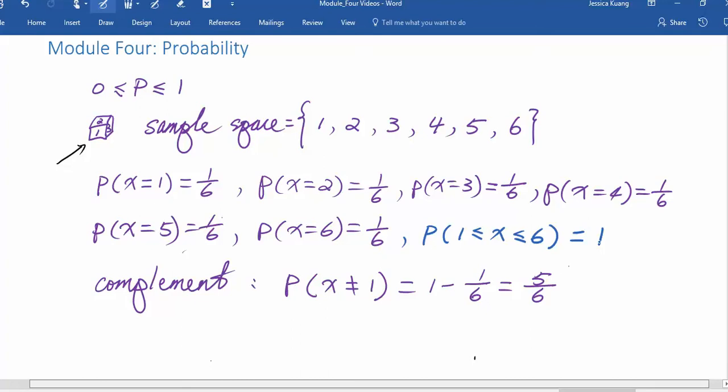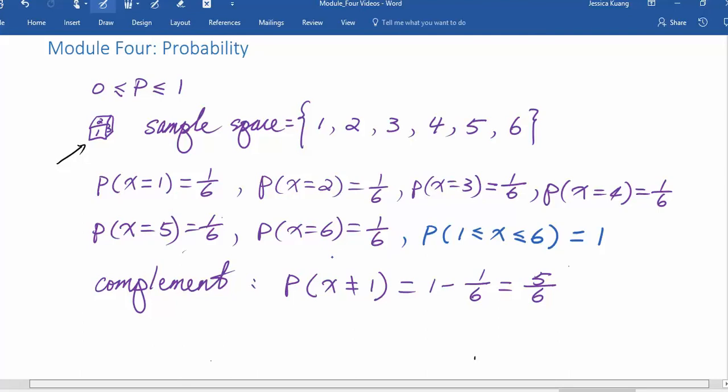So that brings us to the idea of complement. What is the probability of not getting 1? Well, we could sum up the other probabilities. I could get a 2, I could get a 3, I could get a 4, I could get a 5, or I could get a 6. So I could sum all those probabilities up.